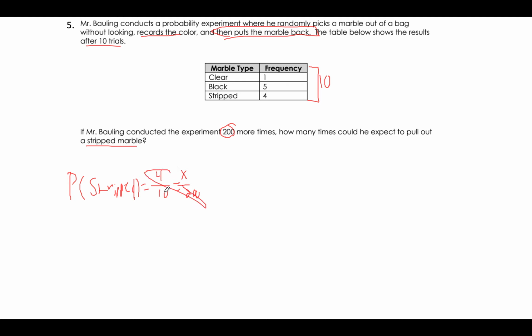So let's cross multiply. 4 times 200 is 800 equals 10x. Divide both sides by 10. And we're going to get 80 equals x. So if he pulls that 200 more times, he'll pull it out 80 times out of those 200.